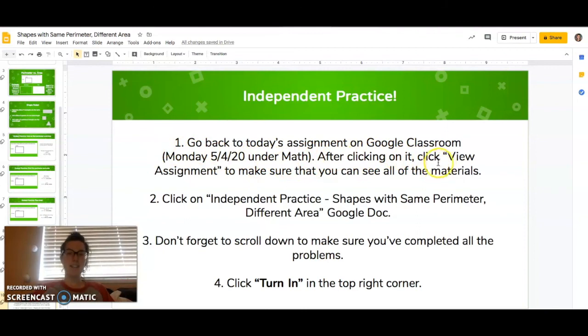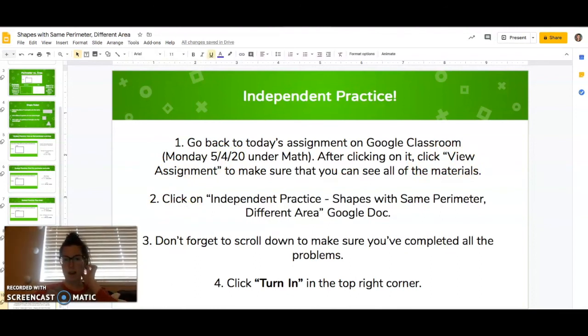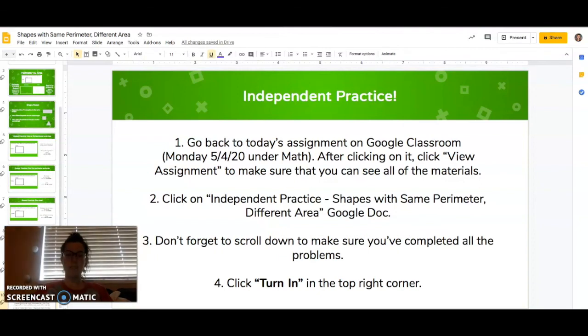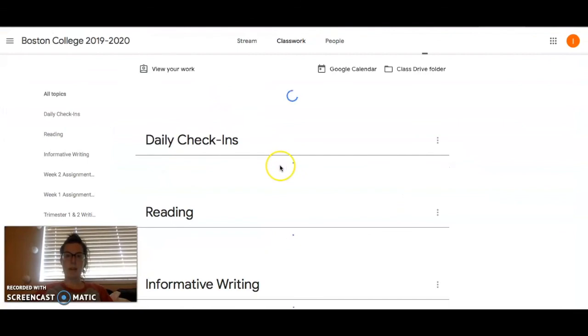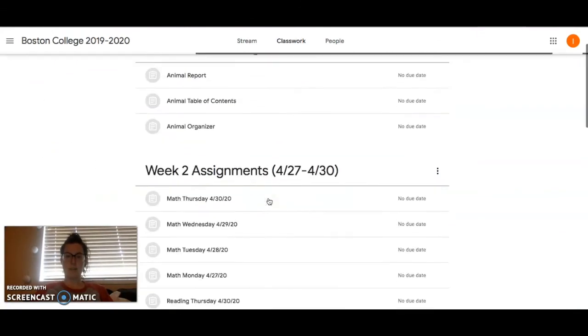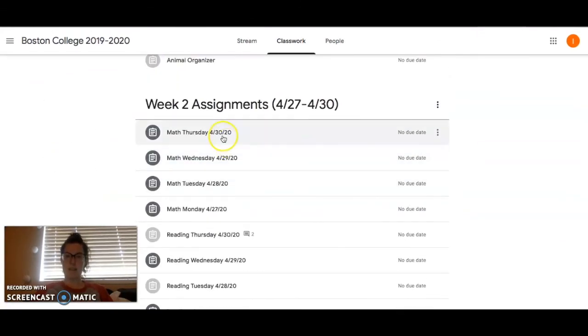After clicking on it, you'll click View Assignment to make sure that you see all of the materials. I'll show you what that looks like right now because some friends have been getting confused and not seeing all of the materials for every assignment. So I'm in a Scholar account right now, and I'll show you what I mean. This is a different assignment. This is an old assignment. This is not today's assignment. This is not the one you're going to click on. I'm just showing you how to see all of the materials on an assignment.